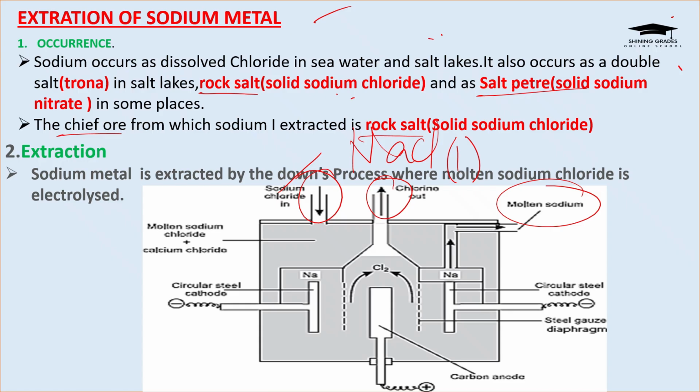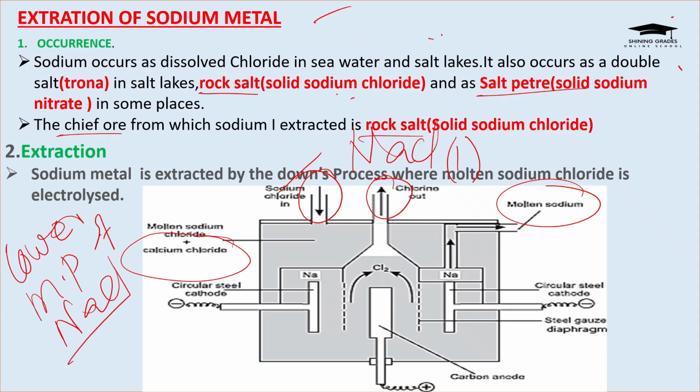But when you look at the system so well, you will notice presence of calcium chloride. Calcium chloride is added to molten sodium chloride purposely to lower the melting point of sodium chloride. Learners, sodium chloride is an ionic compound with a very high melting point of around 800 degrees Celsius.